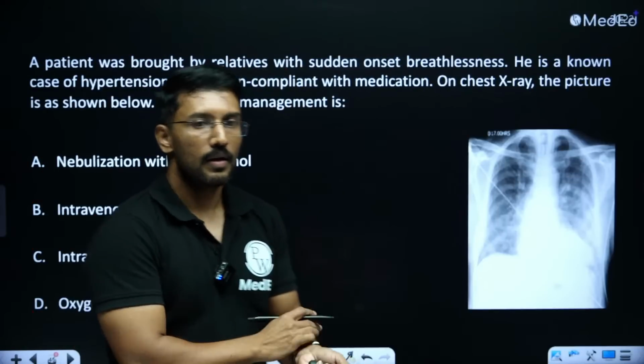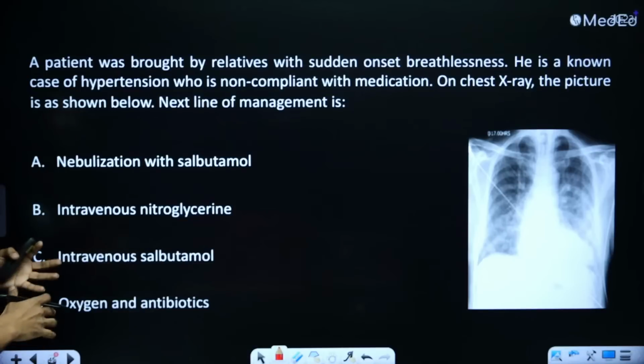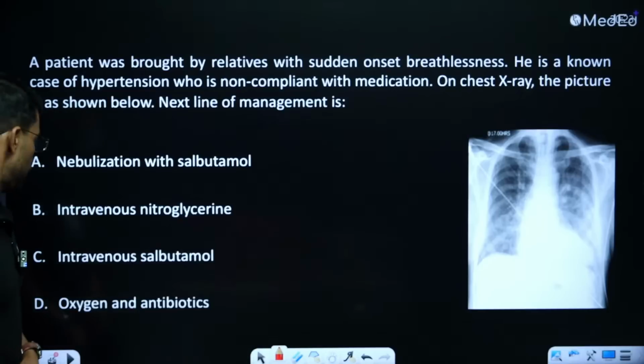Okay. Now let's go to the next question. A patient was brought by relatives with sudden onset breathlessness. He is a known case of hypertension who is non-compliant with medication. On chest X-ray, the picture is as shown below. What is the next line of management?